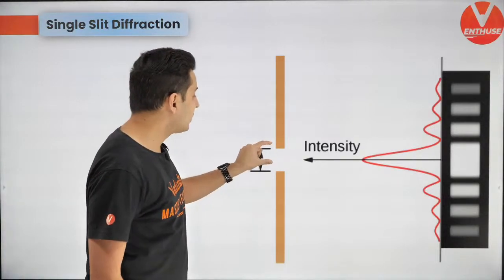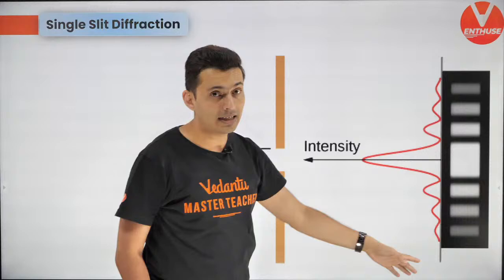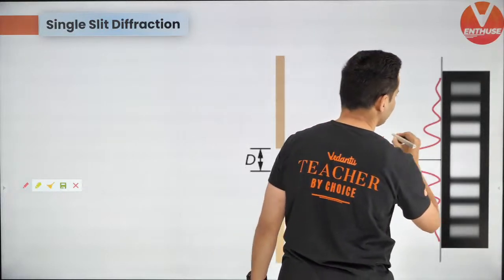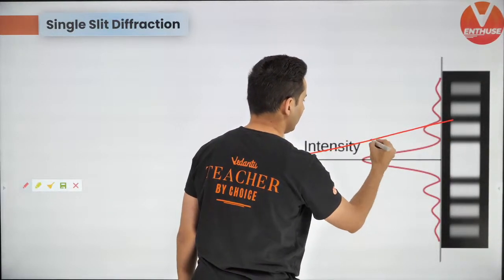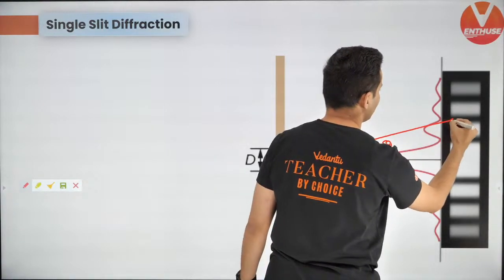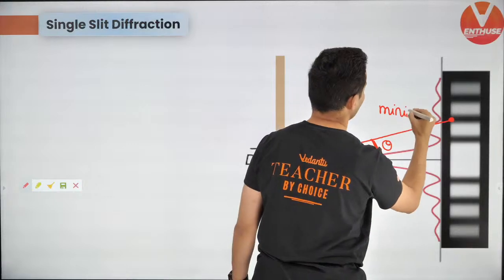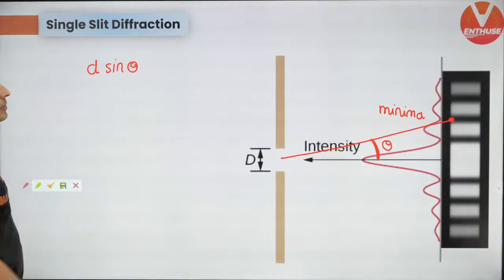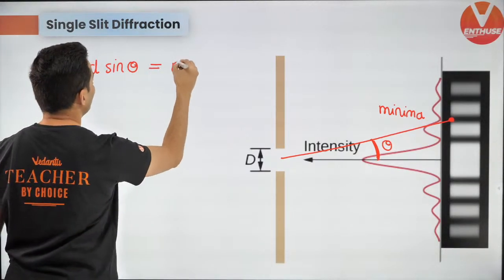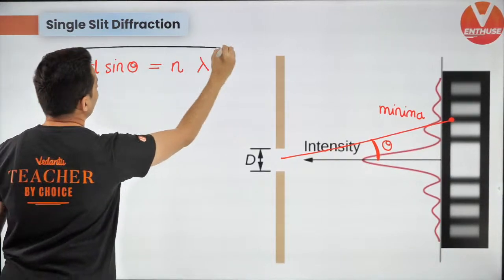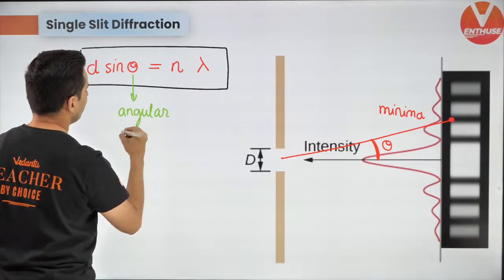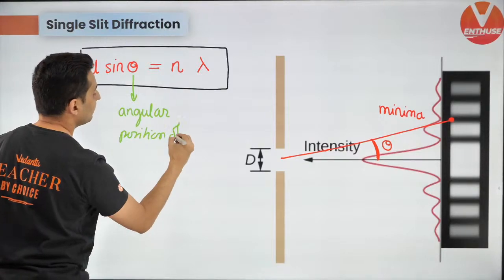So if you have a slit of width D, and if this is the screen, this is the diffraction pattern. So let me tell you, very important formula out here. Let's say this is the angle, theta. You can see this point is a point where there is a minima. Now the formula is only for minima, which you should remember. All those points, d sine theta, keep this in mind guys, very important formula. D sine theta will be equal to n times lambda. This is the formula for finding the angular position of minima.